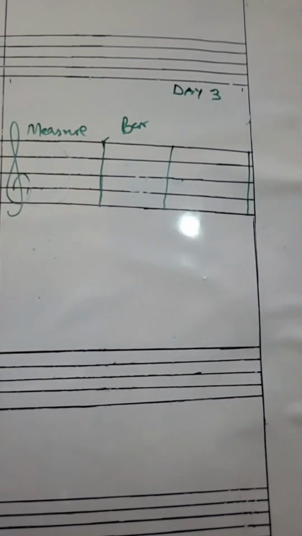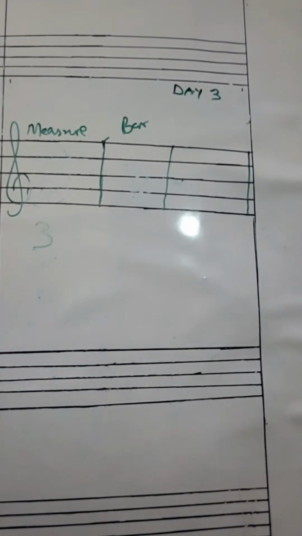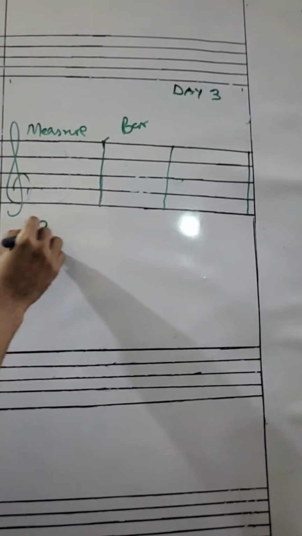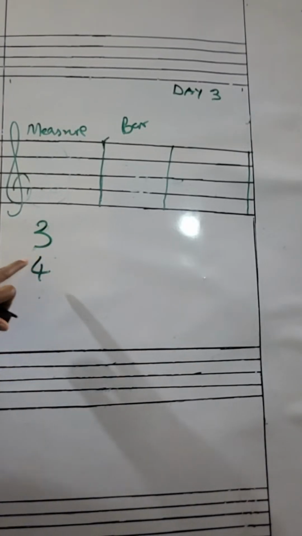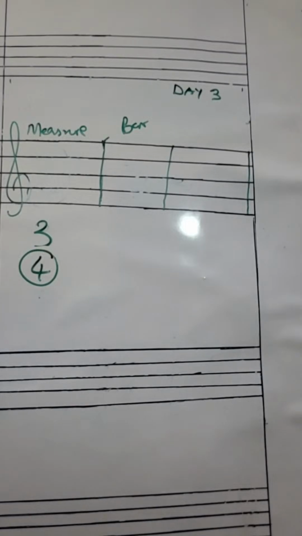So now, we have another time signature that looks almost like the common time signature, and that is the waltz. The waltz time signature is 3-4. Don't forget, yesterday I said anything that is below 4 means you are dealing with a quarter note. So your quarter note takes one count.